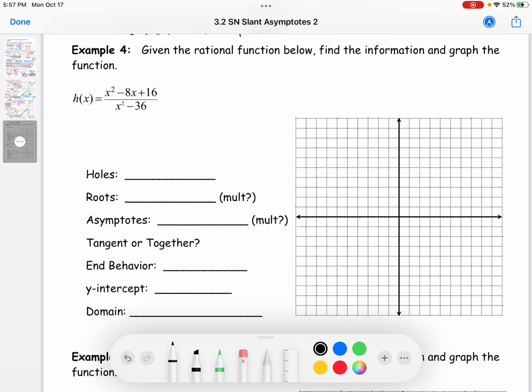Alright, everybody, welcome back to the 3.2 part 2 video. This is examples 4 and 5.